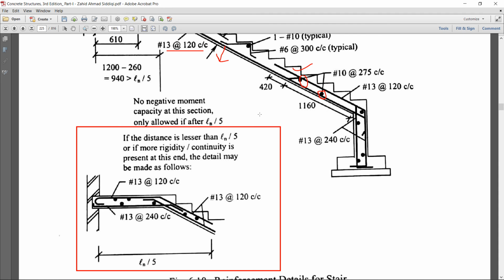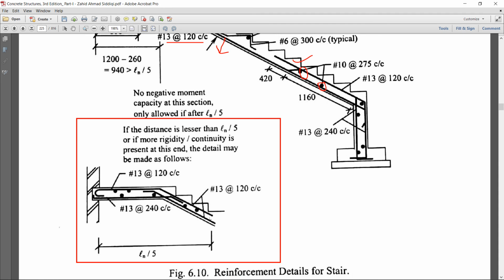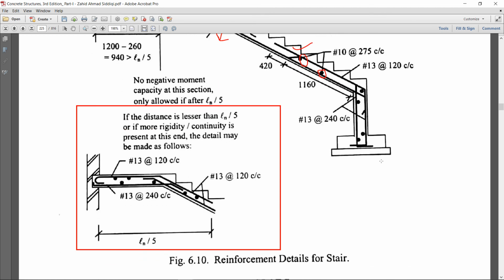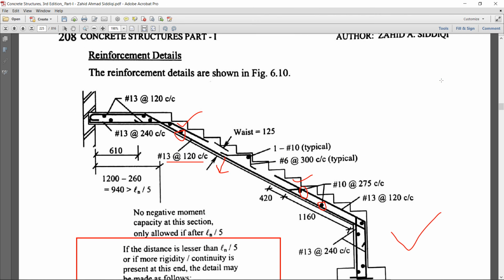Here is again a different condition. If more rigidity or continuity is present at this end, the detail may be made as follows, but our case is this. And that is the final sketch of our stair slab design. So that's all for the design of stair.